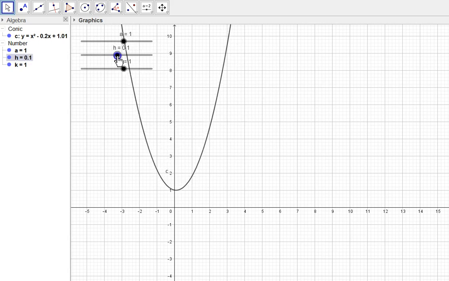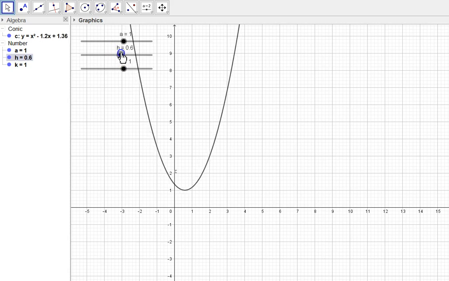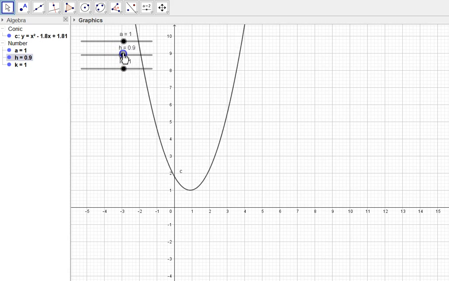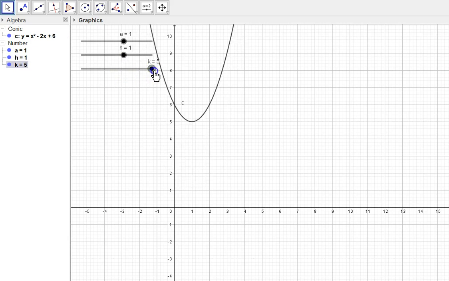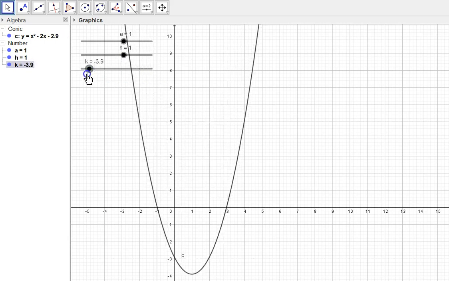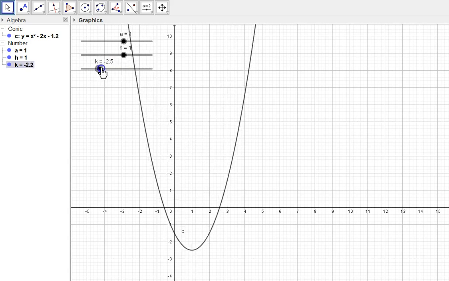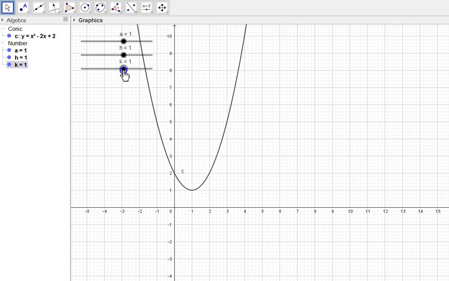All right, now let's have a look at the vertical one, the k value. Well, I've already given away what it's going to do, but let's just check I'm right. So as k gets bigger and bigger, the graph goes up. Graph goes down. You can see it's that vertical shift. Now what you're going to be studying is a combination of all these. A, h and k are obviously going to change.